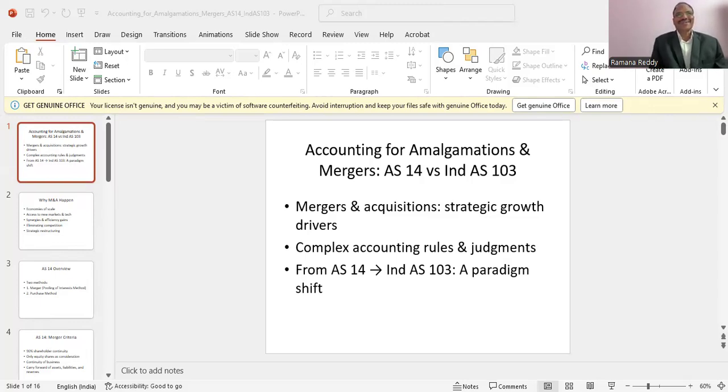We are discussing accounting for amalgamations and mergers: AS 14 versus Ind AS 103. Friends, mergers and acquisitions are one of the most powerful corporate strategies. We have traveled a long way from traditional Accounting Standard 14, accounting for amalgamations, to the modern IFRS-aligned Ind AS 103 business combinations. Now I will discuss the key differences, the practical challenges, and some fascinating case studies.